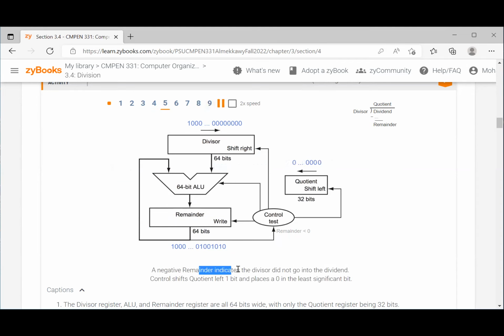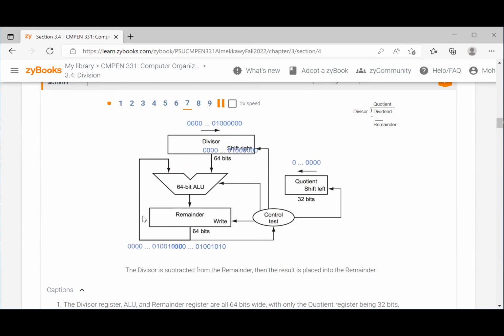So a negative remainder indicates that the divisor did not go into the dividend, and then we shift the quotient 1 bit to the left, and place 0 in the least significant bit. So the quotient is still 0: shift left and add the 0. And then the divisor, as we go to the next one, is shifted right by 1 bit. And of course, the divide operations repeat.